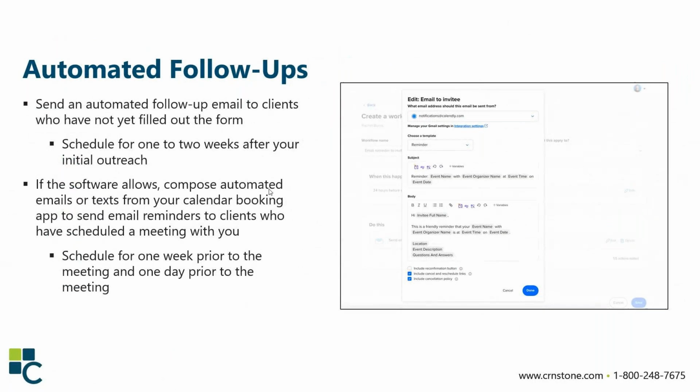You also want to make sure that you're automating your follow-ups and your reminders for your clients. For example, in the workflow, one of the steps is to send an email to those who have not yet filled out the form to remind them that they should do so and to set up a meeting with you. You would want to send that reminder maybe like 1 or 2 weeks after the initial outreach. These types of emails can be automated depending on which email marketing software you're using, and I'll have a few recommendations listed on the screen in a few minutes.